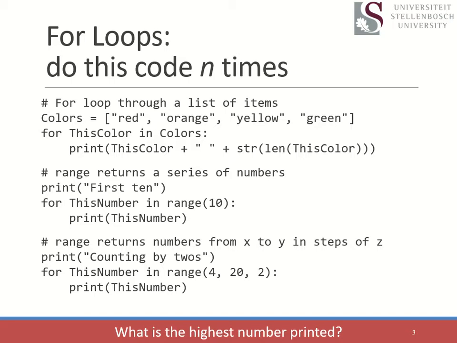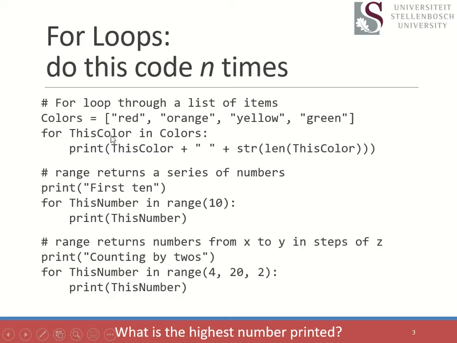So I'd point out that in this first case, instead of saying color equals red, for example, we are specifying that colors is a whole list of colors. So you can see that it's red, then orange, then yellow, then green. It's one variable, but it equals that whole list of items. So I can then write a for loop that says this color is an item in colors.